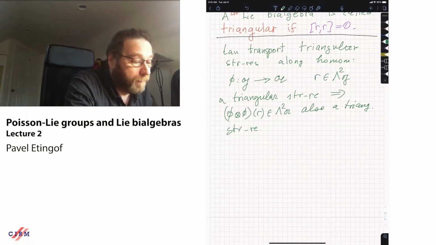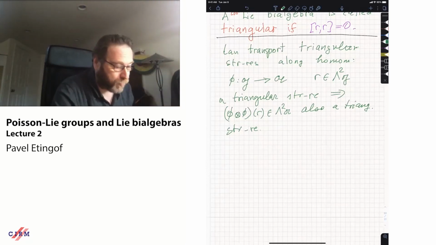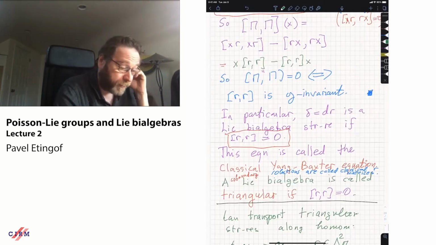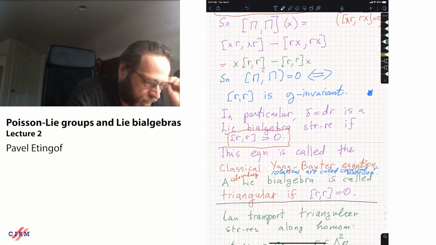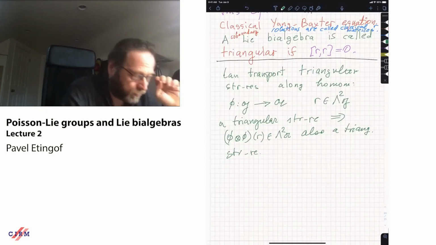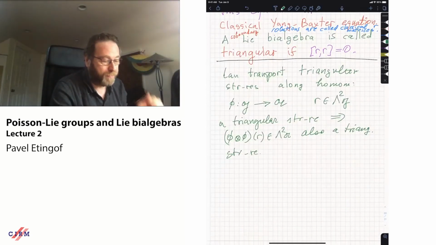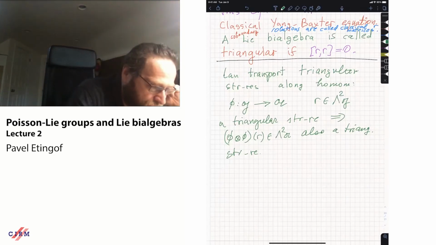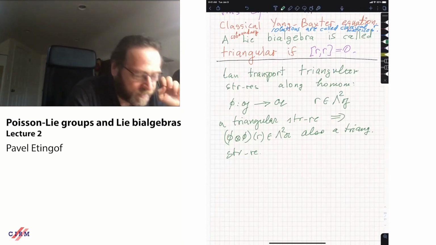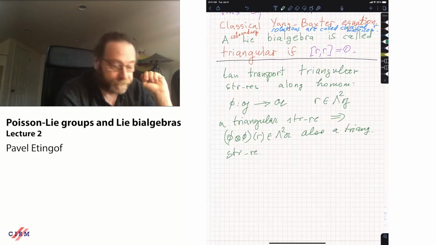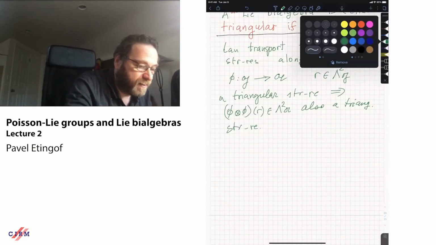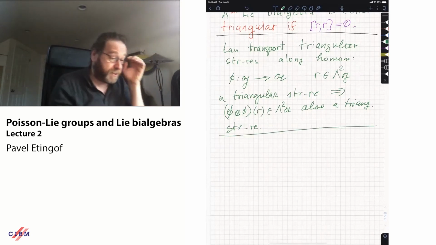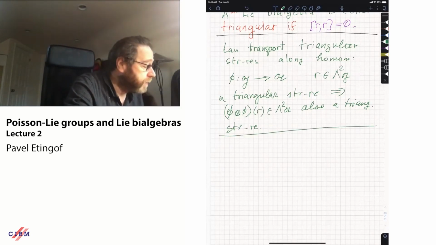So this is something that doesn't work in general for arbitrary R such that R bracket R is G invariant, because if you have a G invariant element and you have a homomorphism phi from G to A, which is not surjective, we don't necessarily get an invariant element. So this type of structure is nice because we can transport it.